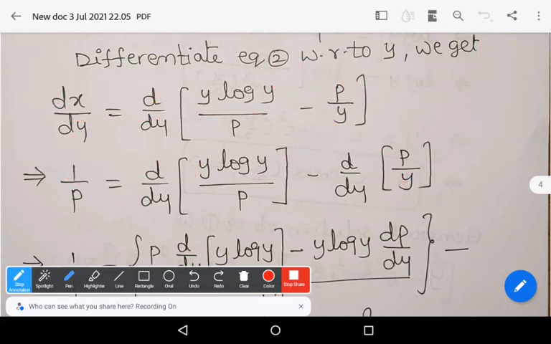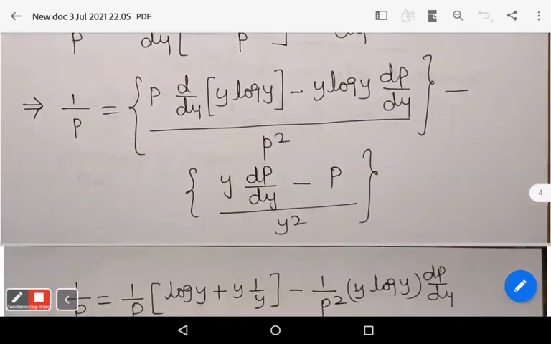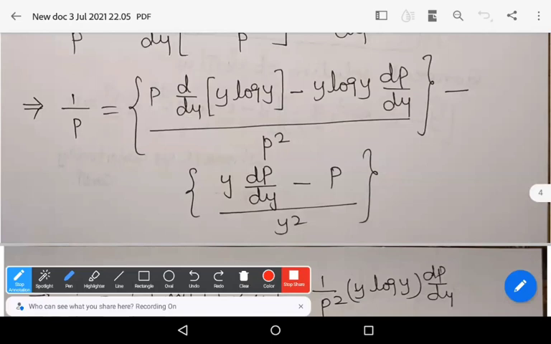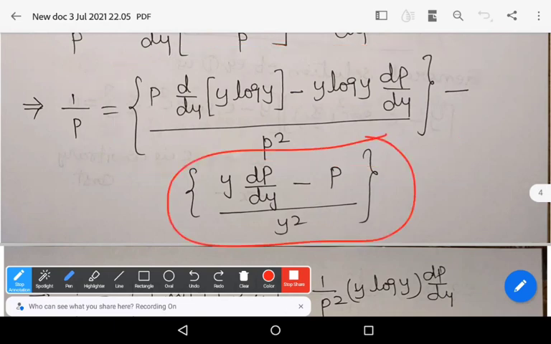By applying this formula to both terms, from the first term we get p into d by dy of y log y minus y log y into dp by dy, divided by p square. From the second term we get y into dp by dy minus p by y square.